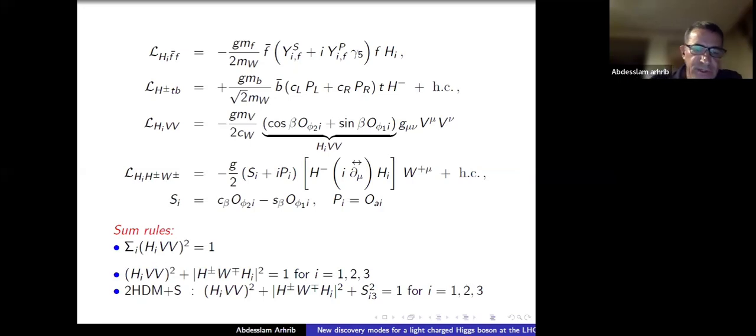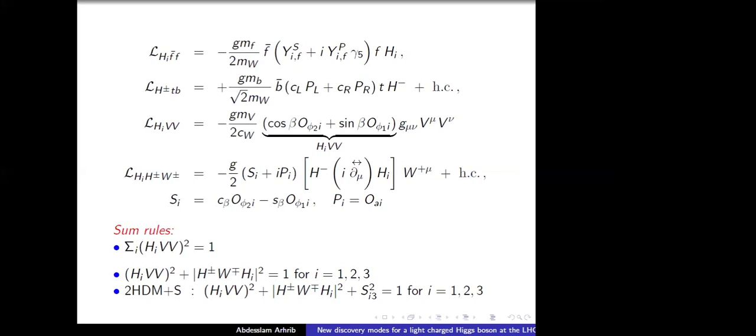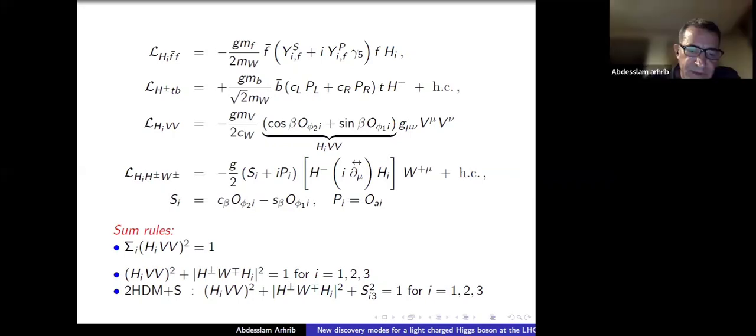Okay, so we have some rules. Since in this model we have two neutral CP even and one CP odd, even if you have many more CP even, we know the Higgs coupling to two gauge bosons. If you identify one of the Higgs as the standard model Higgs, this coupling should mimic the coupling of the standard model Higgs to two gauge bosons, which we now measure quite well.